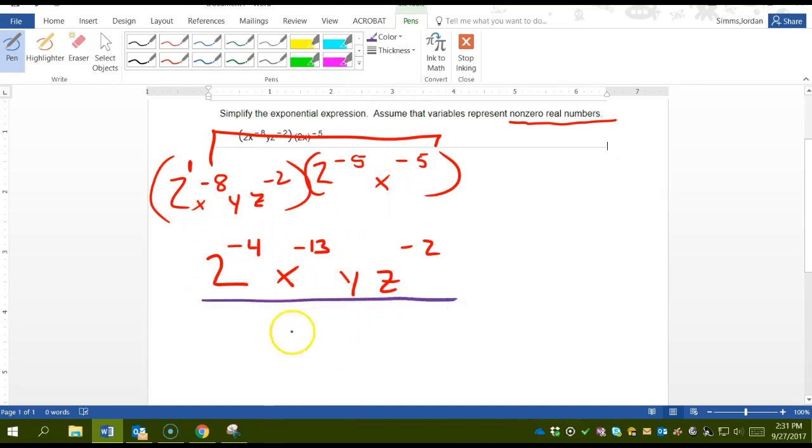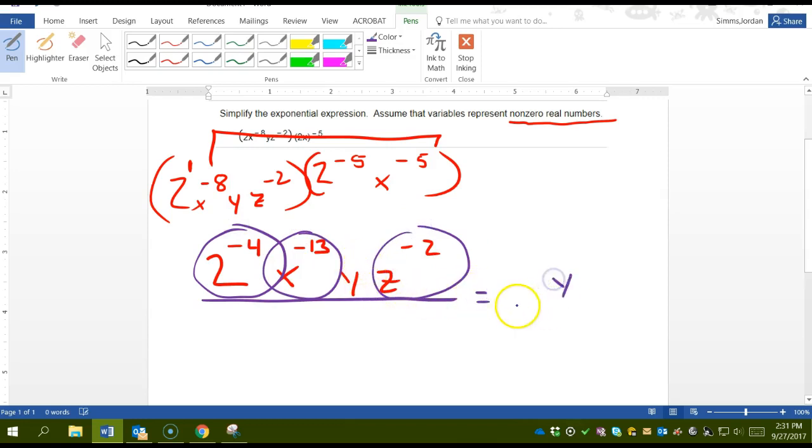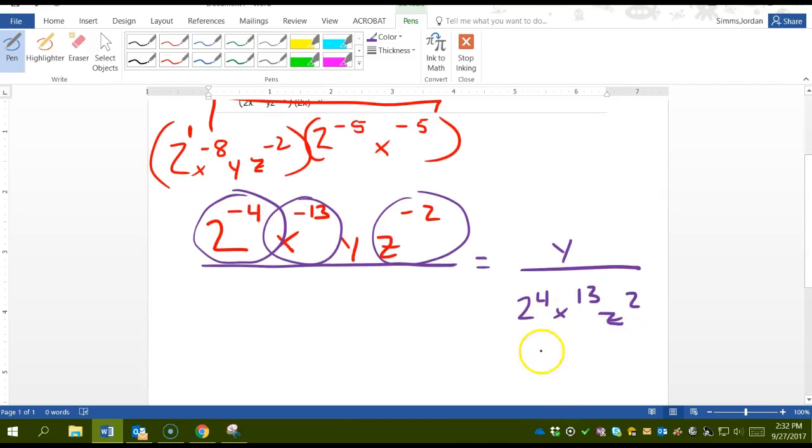Remember, this whole thing is like a big fraction bar. So we're going to flip this term down, and this term down. The y is fine, it can stay up top. So we're basically going to have y over 2 to the 4th power. Remember, when we flip it down, it becomes a positive exponent, x to the 13th, z to the 2nd. And we can just evaluate.